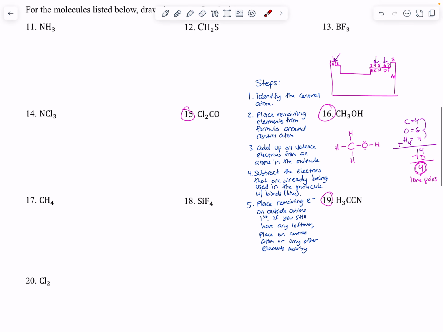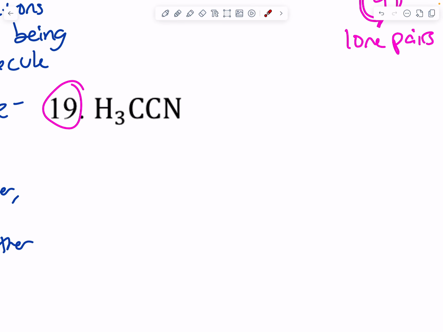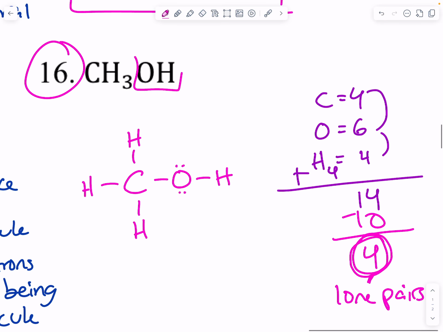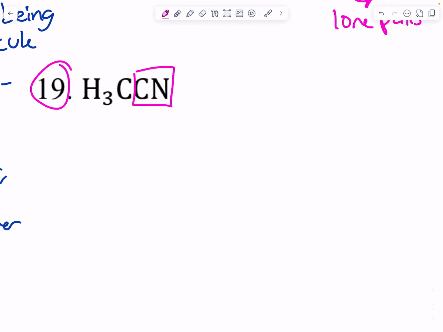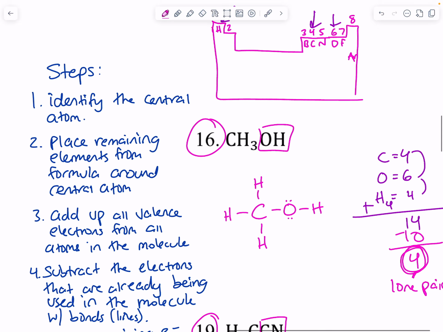Let's do another one. We are going to do number 19. Okay, so number 19. I have H3CCN. Okay, there's another thing that you should be familiar with over here. Maybe similar to OH, right? OH is a polyatomic. CN is polyatomic. Keep that in mind. Okay, step 1 says to identify the central atom.